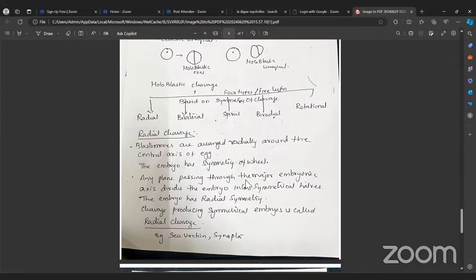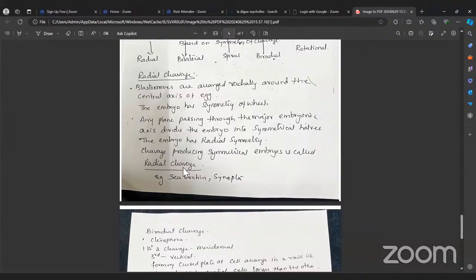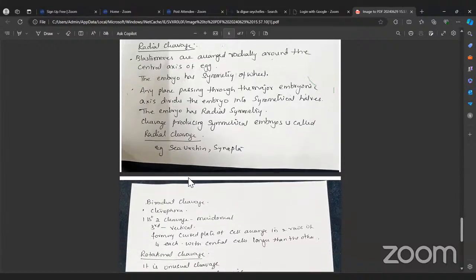Any plane passing through the major embryonic axis divides the embryo into symmetrical halves. The embryo has radial symmetry. When any plane is passing through this particular axis and dividing it into two similar halves, it is called a radial symmetry. So when the cells are arranged in a radial fashion and both the cells are equal when the division is occurring, then it is called a radial symmetry. The cleavage producing a symmetrical embryo is called a radial cleavage. Example, you will see it in sea urchin and synapta.